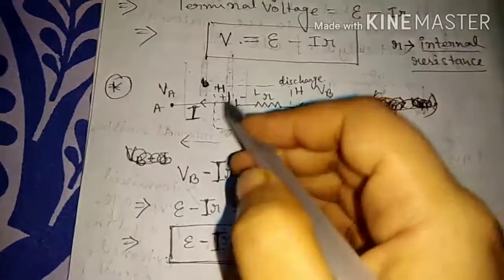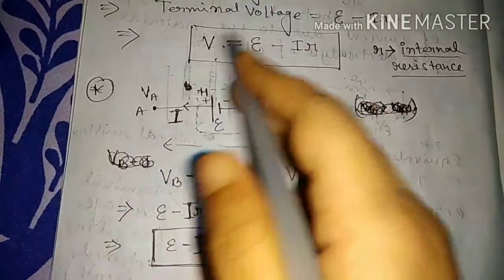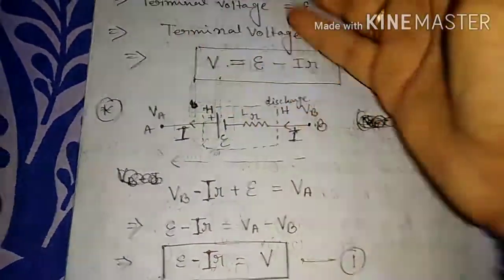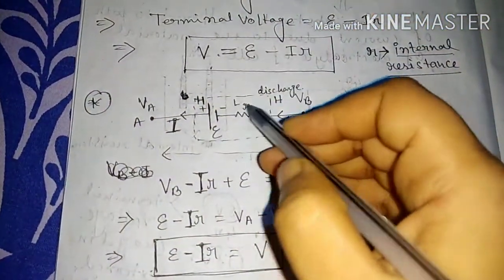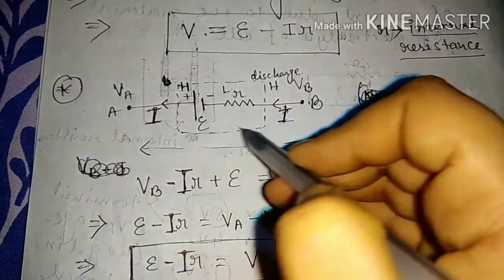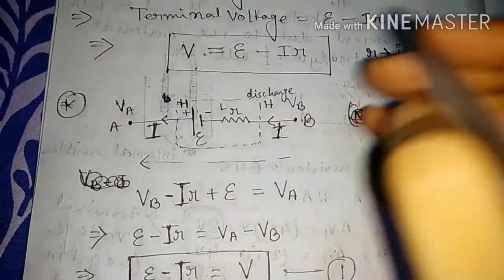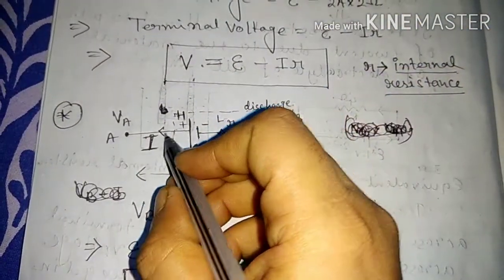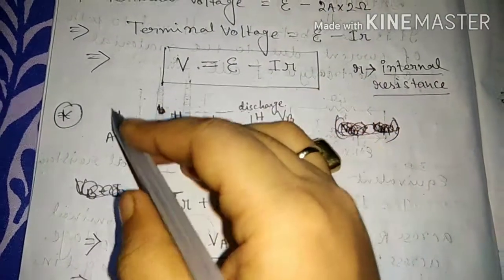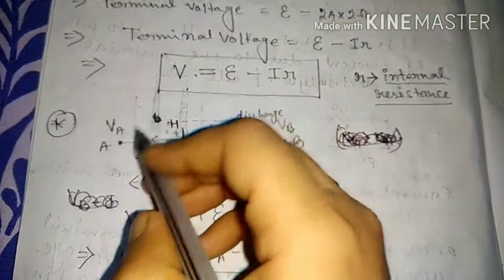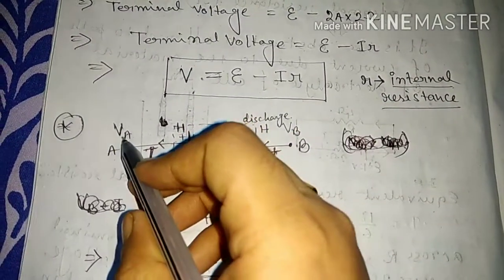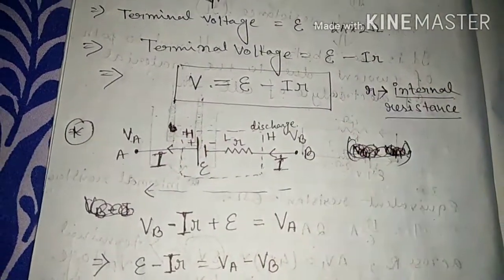So how can we prove it? Suppose this is a cell, connected across an external circuit, and this is the internal resistance, that's why we drew the dotted line over there. Electrons will move from this side to that side, so current will move from this side to that side. Current I flows. At points A and B, the potential at A is VA and the potential at B is VB.